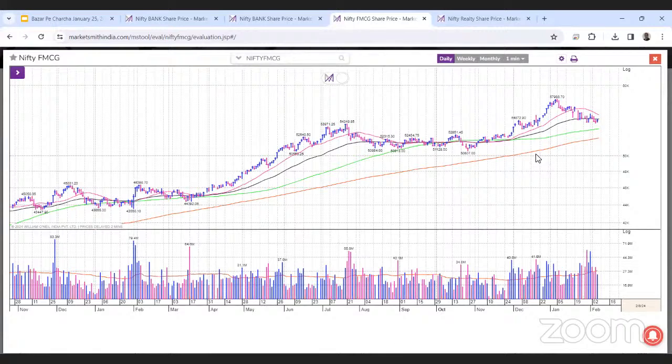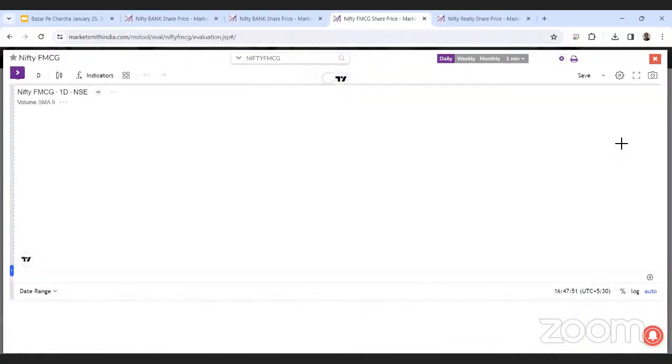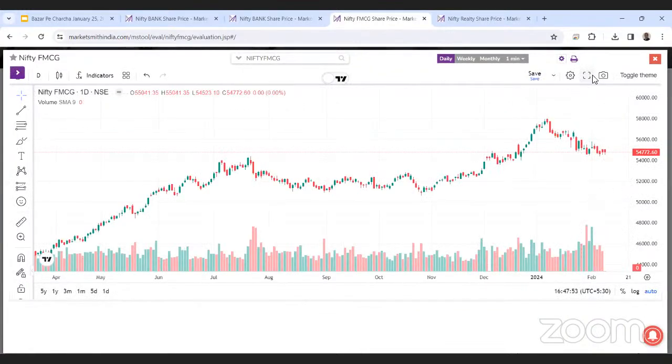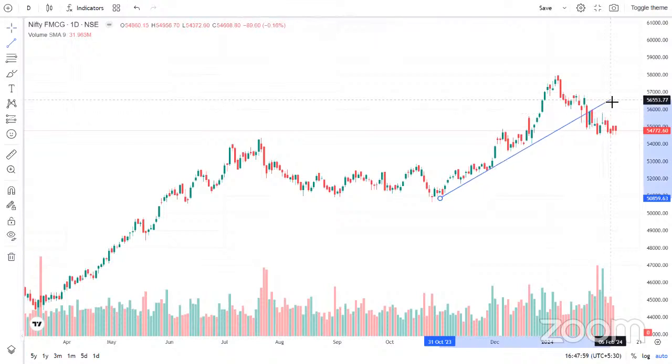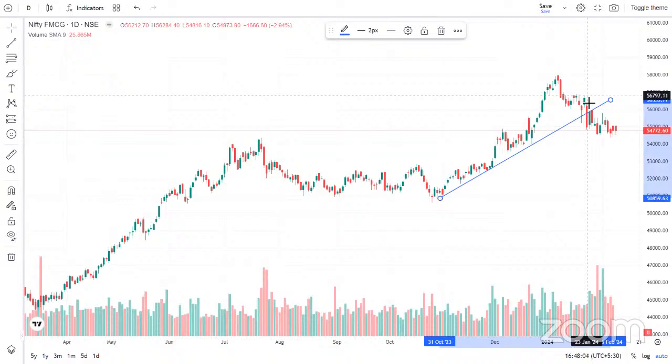Now, so this is the FMCG Delhi chart. And if you see here, in the FMCG chart, there is a trend line breakout. If I draw a trend line from this level to this level, there is a trend line already, and a trend line breakdown happened here. And afterward it is trending below that.